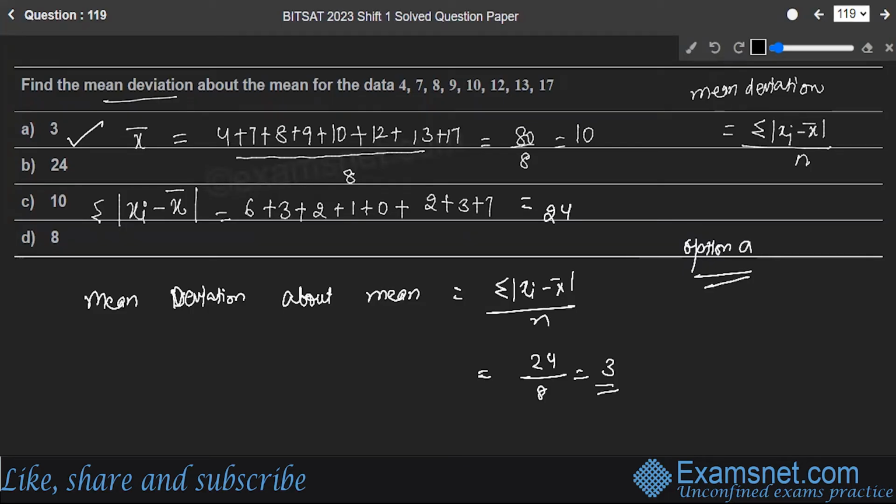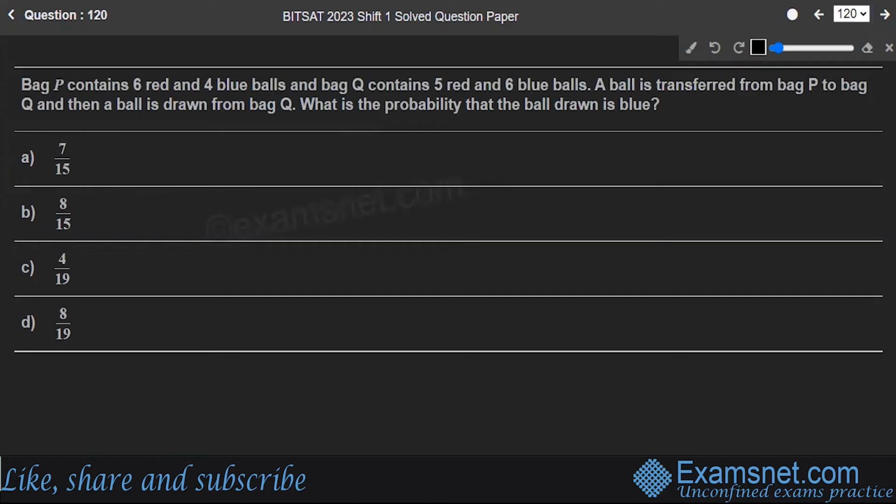Hope you understood that. Let's move to the next question, number 120. Bag P contains 6 red and 4 blue balls. Bag Q contains 5 red and 6 blue balls. A ball is transferred from bag P to bag Q, and then a ball is withdrawn from bag Q. What is the probability that the ball drawn is blue?